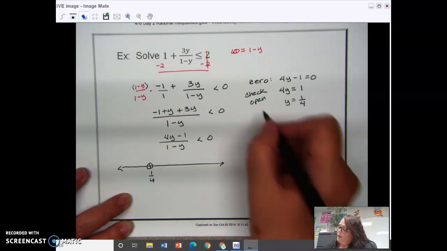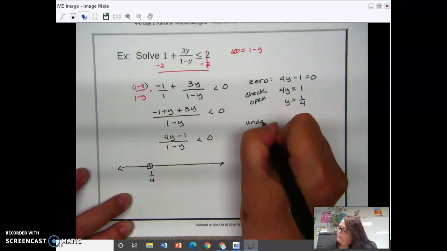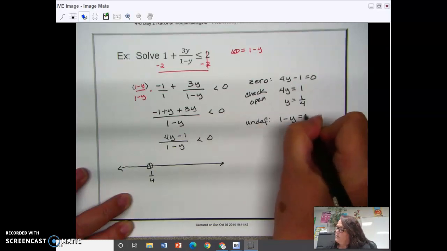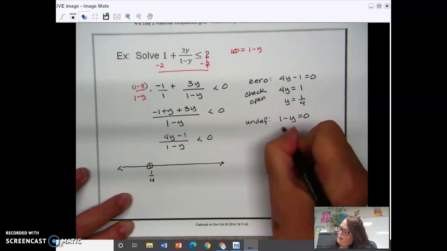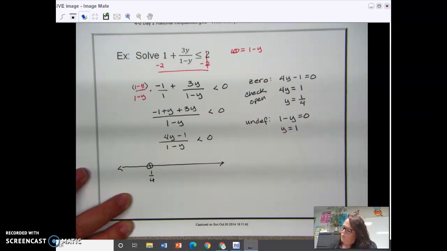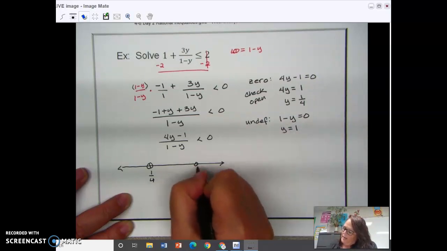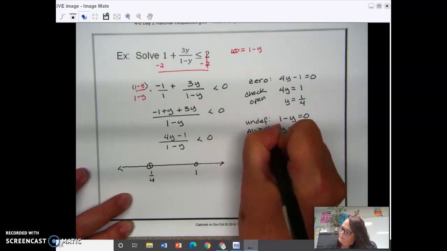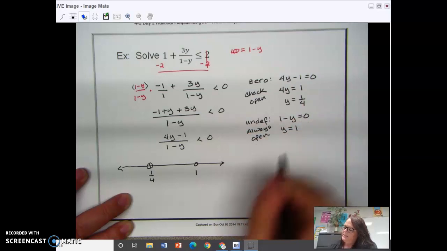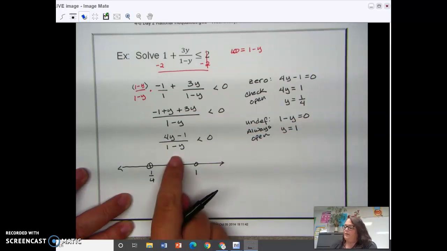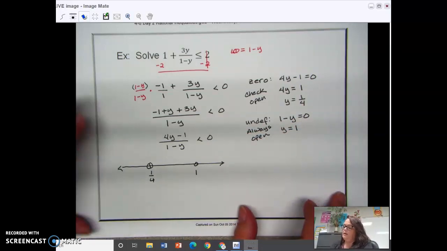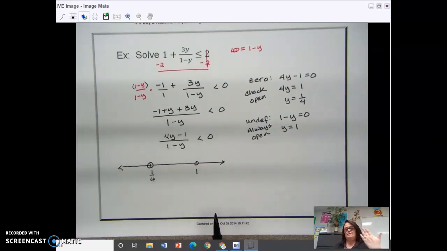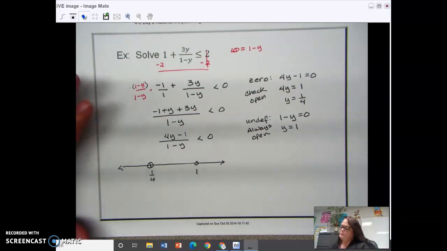And so then where is it undefined? It's undefined when the denominator is equal to 0. So if I add y to both sides, we get y is equal to 1. So at 1, I have an open circle because undefined is always open. We're never going to say a closed circle where it makes that fraction undefined. Okay? So again, these are called my critical points because this is where I tend to shift from positive to negative and negative to positive.